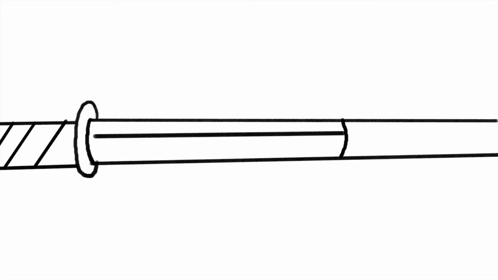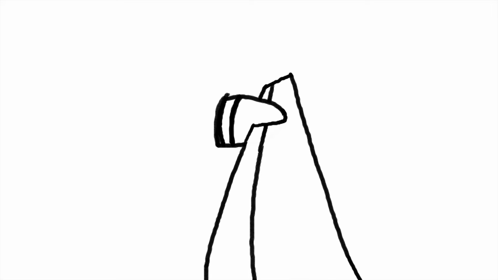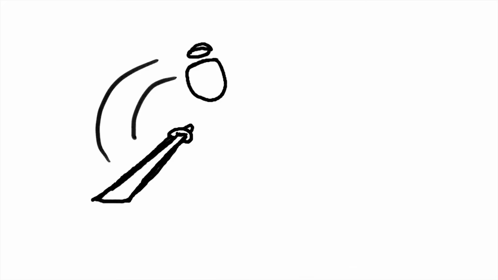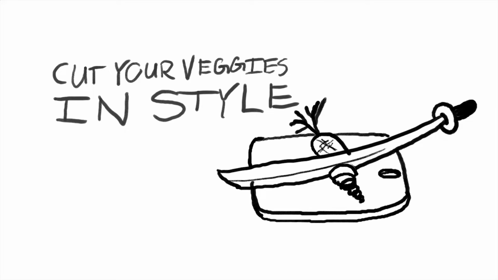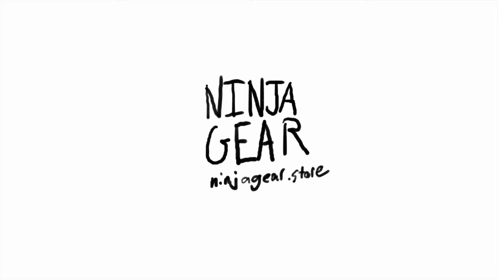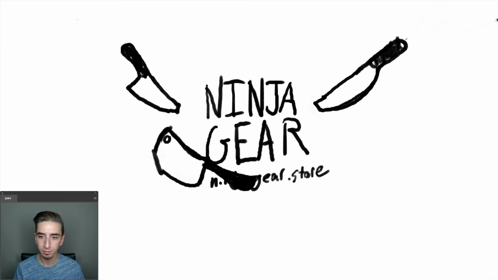A katana blade is so sharp that it can slice a bullet in half mid-flight. So yeah, we're pretty sure it can handle potatoes. Toss the chef's knife and cut your veggies in style. Ninja Gear, because why should ninjas have all the fun?